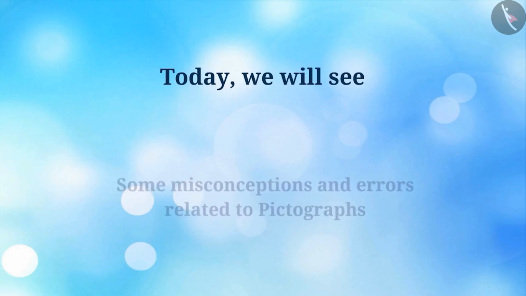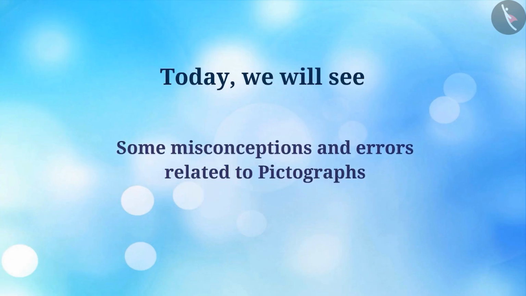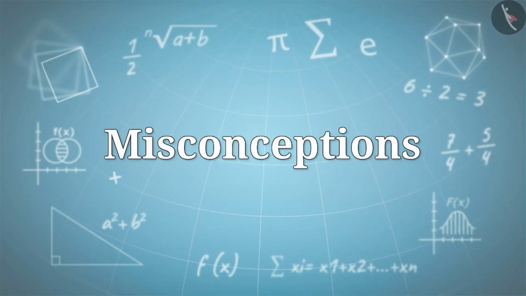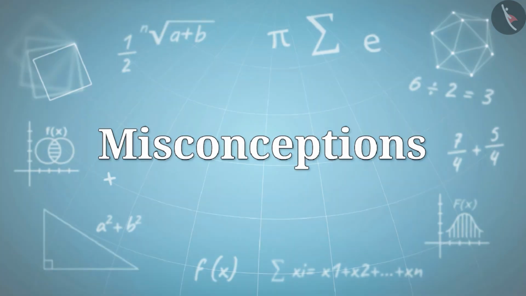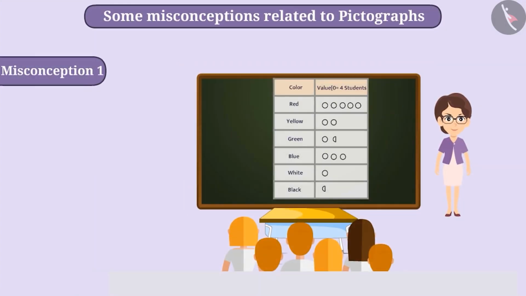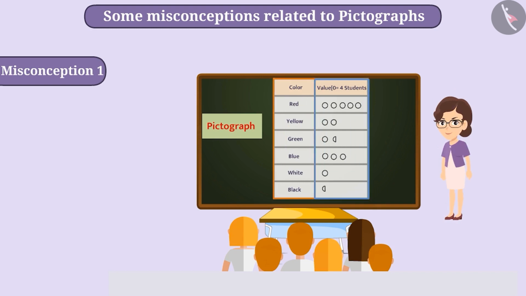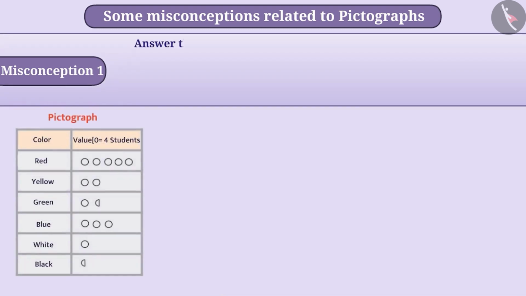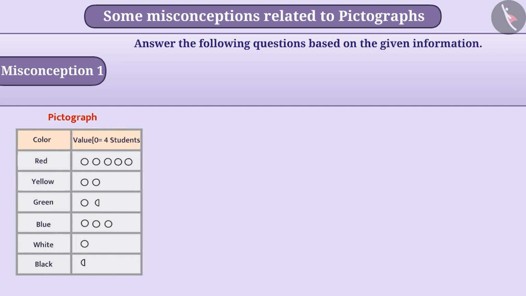Today we will see some misconceptions and errors related to pictographs. Misconception 1. The following pictograph shows the information regarding the students' favorite colors. Answer the following questions based on this information.